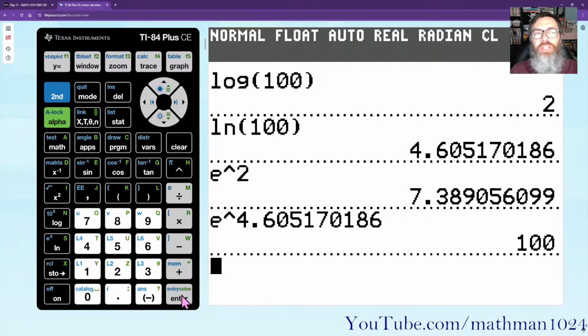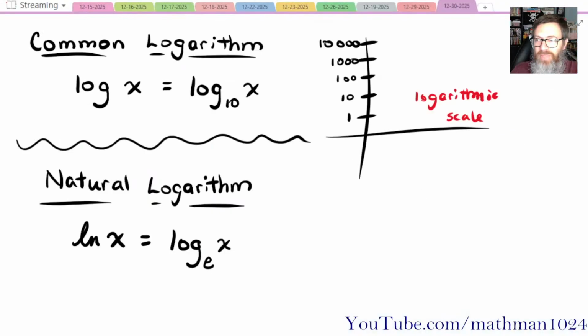Okay, so please make sure you know whether you're using log or natural log when you're working these problems, so that you don't make some kind of careless mistake.